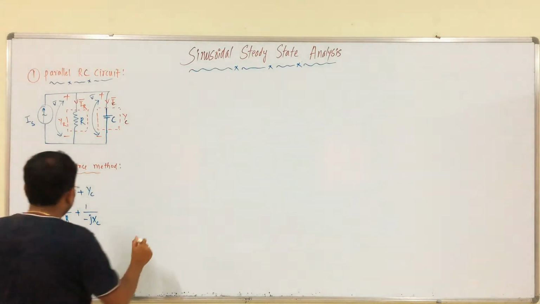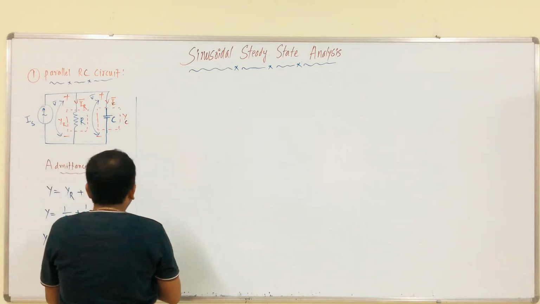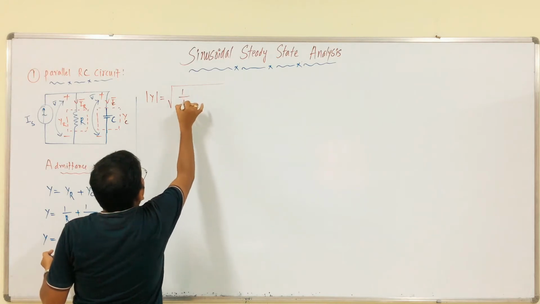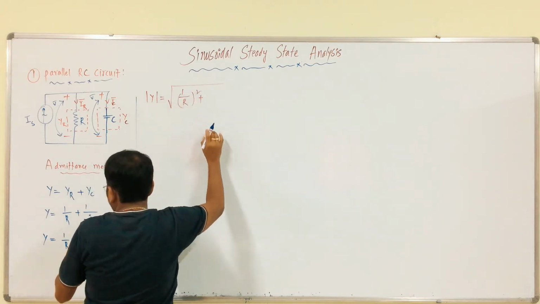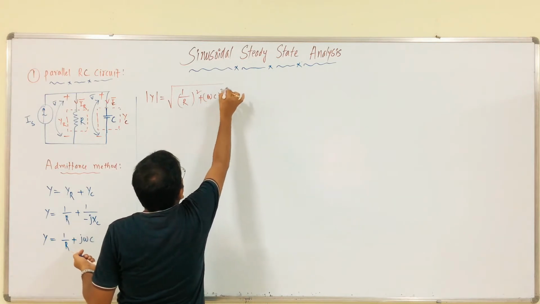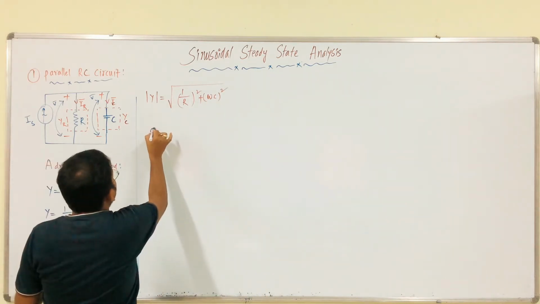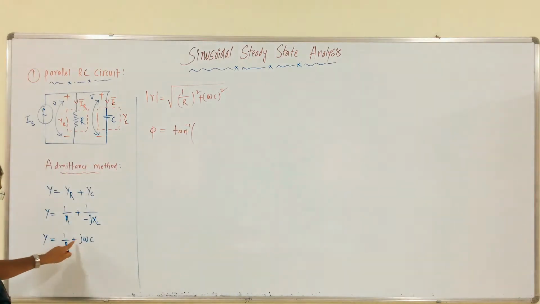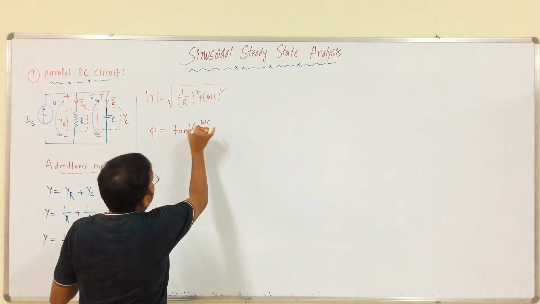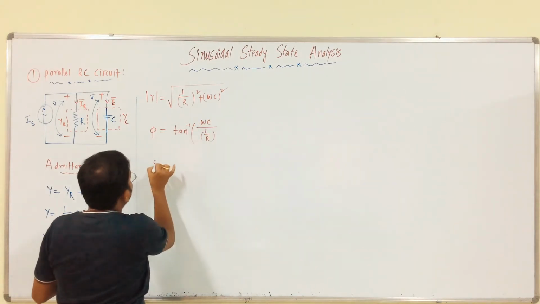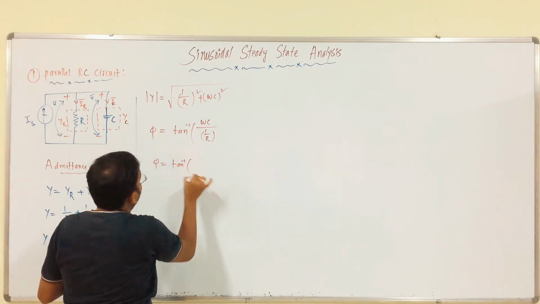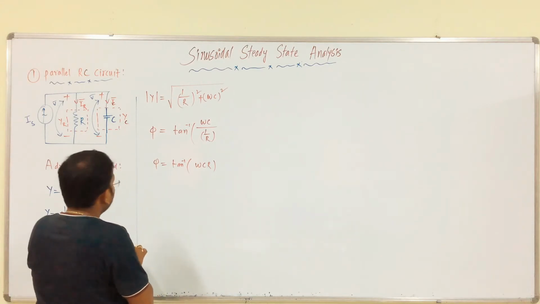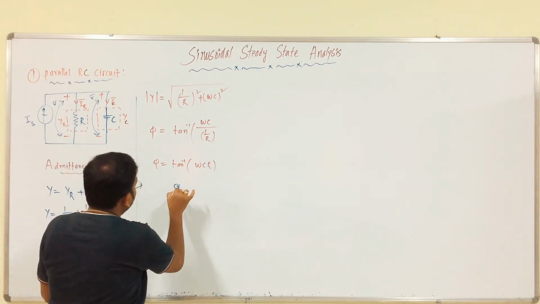So from this, mod Y is nothing but what? Square root of (1 by R) whole square plus (omega C) whole square. Clear? Like that, the phase angle is what? Tan inverse of omega C by 1 by R, so tan inverse omega C R. That's it. Clear?